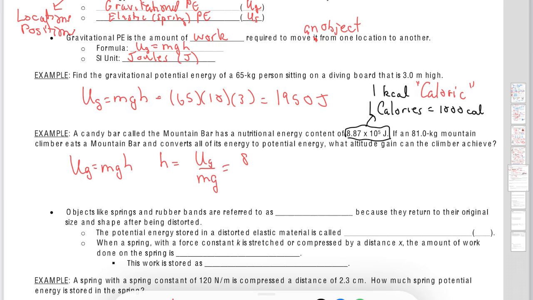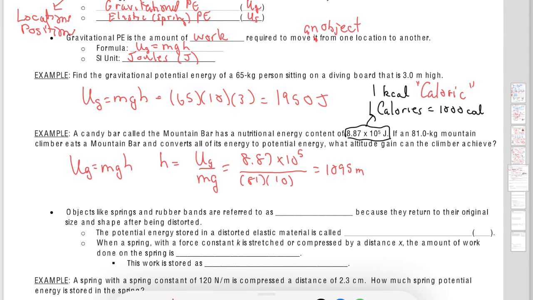We're gaining 8.87 times 10 to the 5th joules of energy, and essentially we lose it by lifting our weight, which is 81 times 10. So we're going to do 8.87 times 10 to the 5th divided by 810, because that's what 81 times 10 is. And you're going to be able to climb about 1,095 meters.